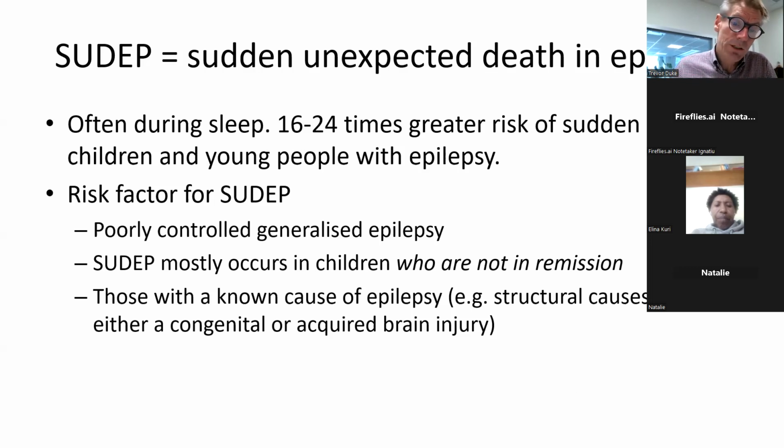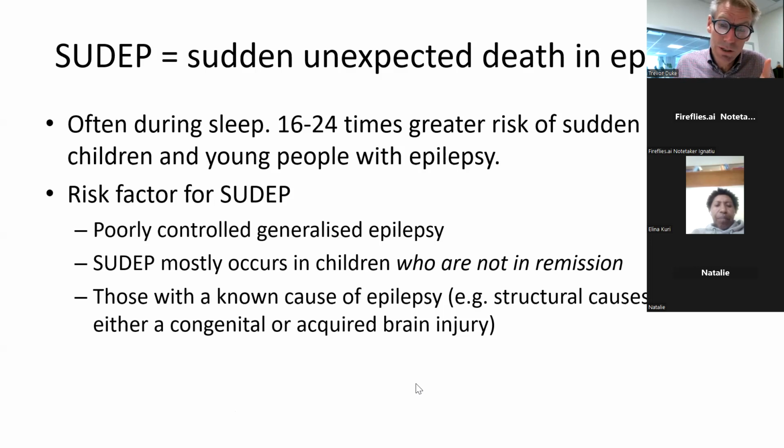And it's more common in children if they have a known cause, like a structural cause, an acquired brain injury or a congenital brain injury. In children who don't have any of those background causes of epilepsy, then this sudden unexpected death is extremely rare. It's been thought that maybe there's an interaction between a seizure and a cardiac arrhythmia, which is probably true in some children.